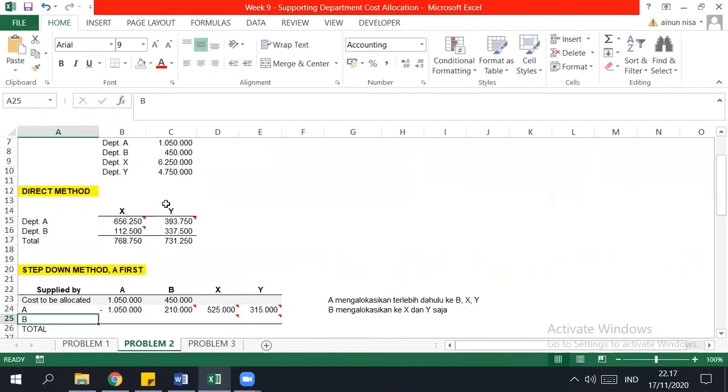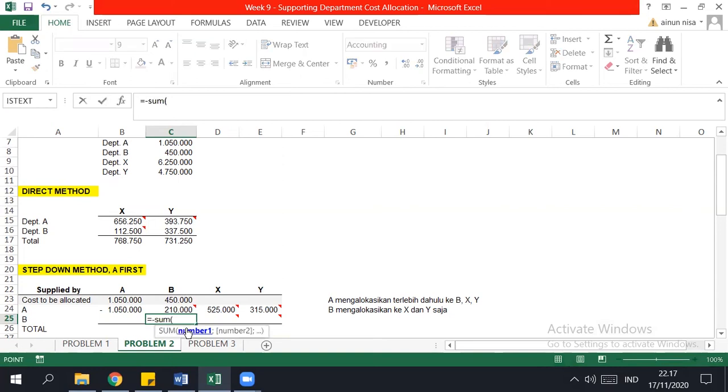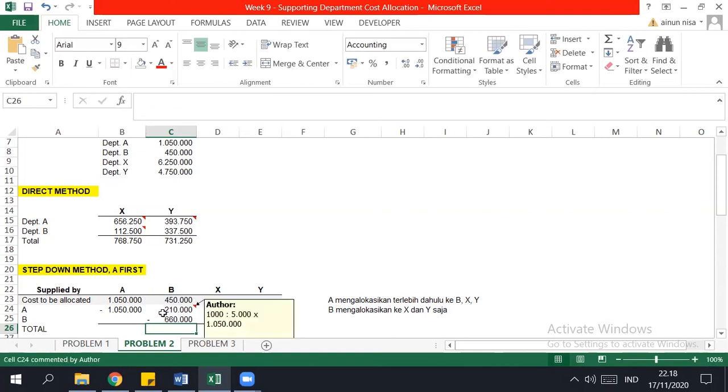And after that, we have to allocate the cost of Department B to Department X and Y. So the total cost that will be allocated to Department X and Department Y from Department B is the sum of the original cost of Department B, which is 450,000, and 210,000. So it is 660,000. And then we will allocate this 660,000 to Department X and also Department Y.